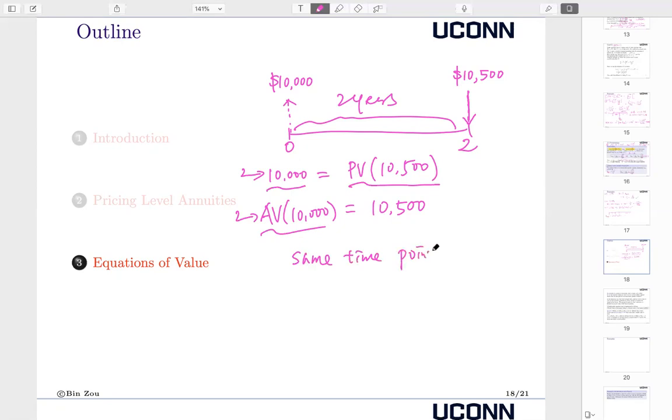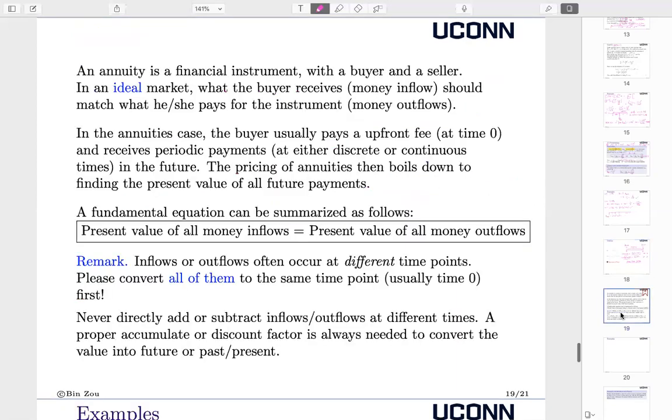So we have been talking about that many times. Whenever you need to do some operations, like here we are trying to equate two values, you have to make sure they are at the same time. So here, the present value is at time 0, and the future value is at time 2. So they must be converted to the same timeline.